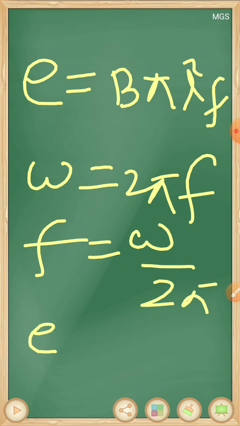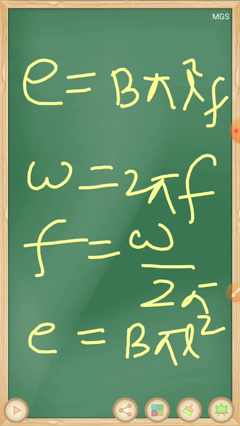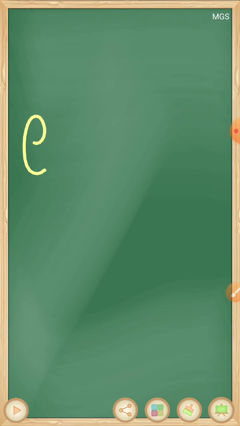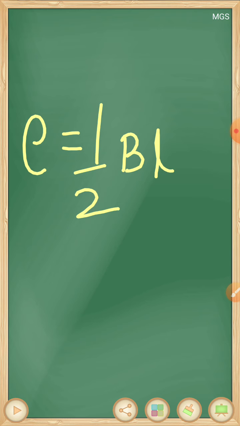Therefore EMF is B pi L square into omega by 2 pi. So pi and pi get cancelled. What you get is 1 by 2 B L square omega. So EMF induced is 1 by 2 B L square omega, where omega is the angular velocity, L is the length of the rod, and B is the strength of the magnetic field.